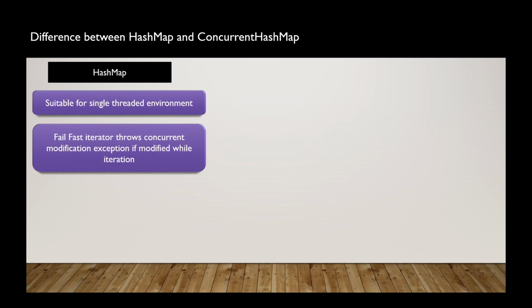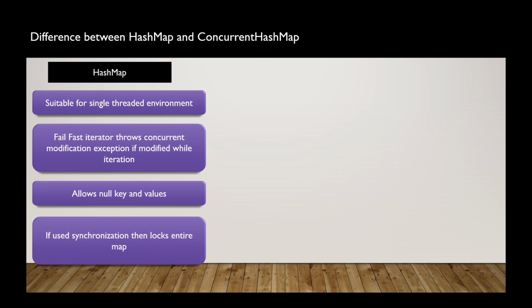Let's see the differences. HashMap is suitable for a single-threaded environment, and it has a fail-fast iterator, where it will throw the ConcurrentModificationException if multiple threads try to update or delete anything from the HashMap while iterating. And it allows null keys and values. And if we use synchronization for this HashMap, it will lock the entire map and no other thread can access this HashMap. It will provide you poor performance. That's why ConcurrentHashMap came into picture.